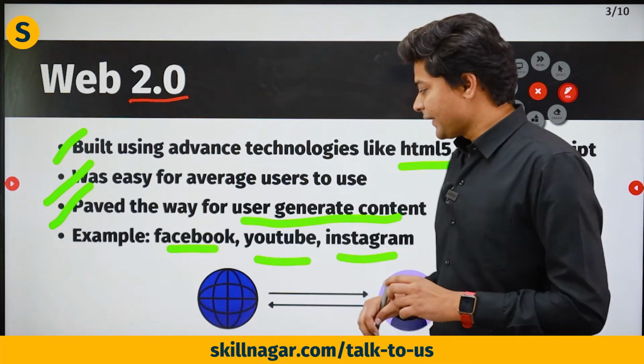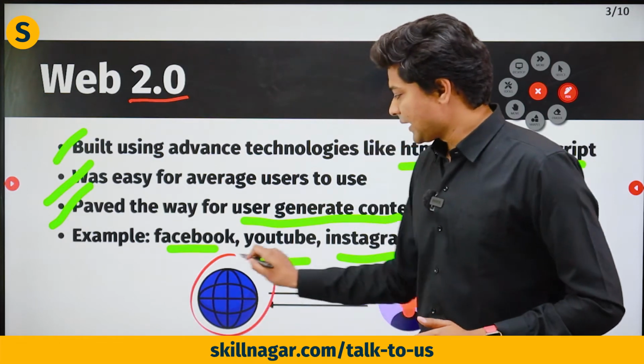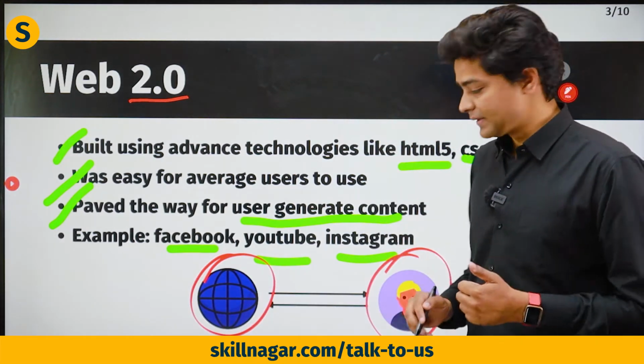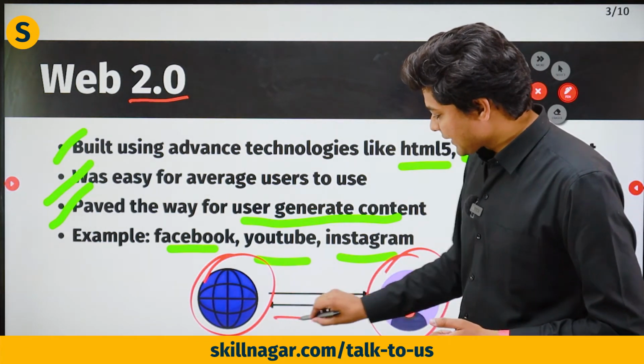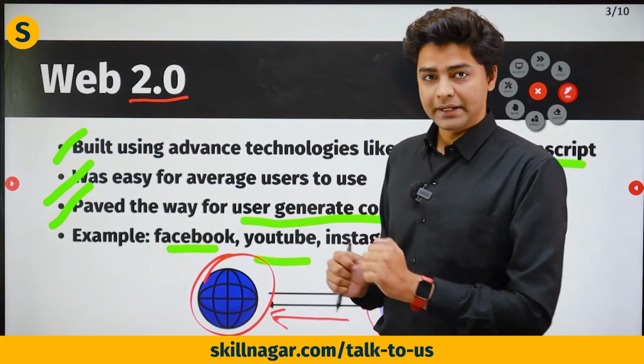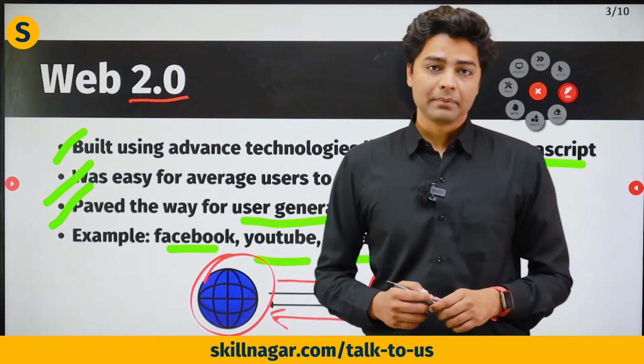Now, if I talk about the flow of data, you can see this is the source of the content, this is the consumer of the content, but here you can see, which is one of the differences, the content is flowing in two directions. I'm a creator of content. I can actually push the content into the platform, and I can also consume the content from the platform.